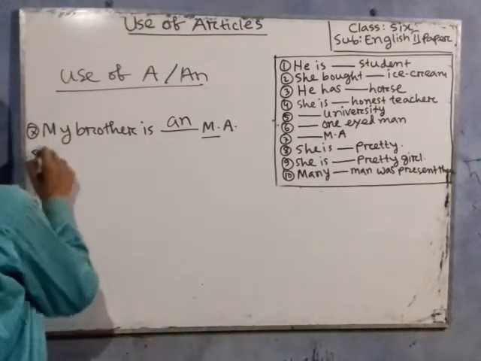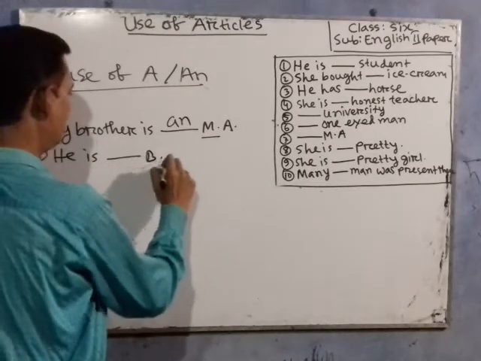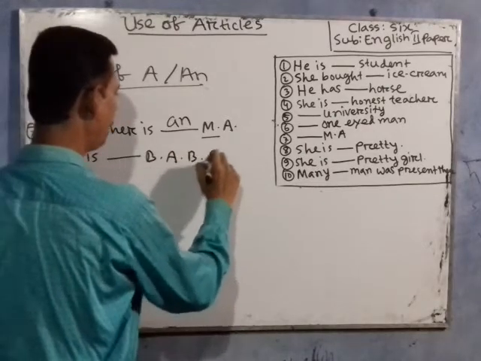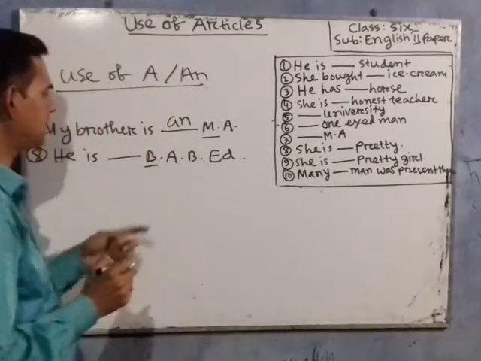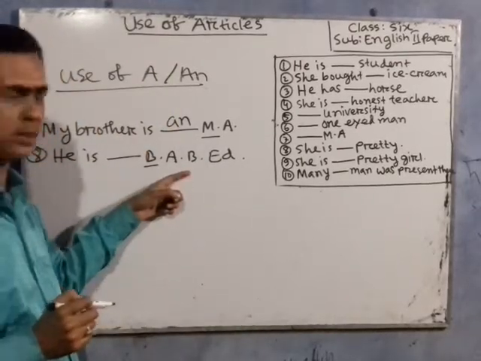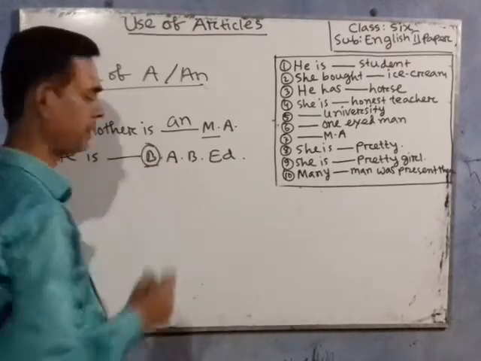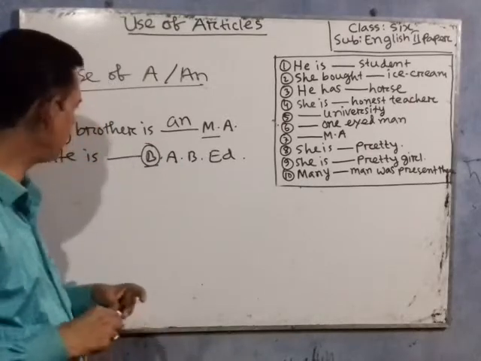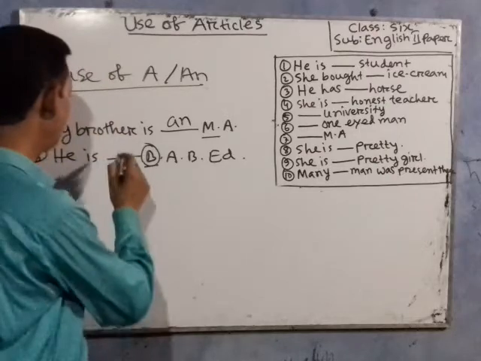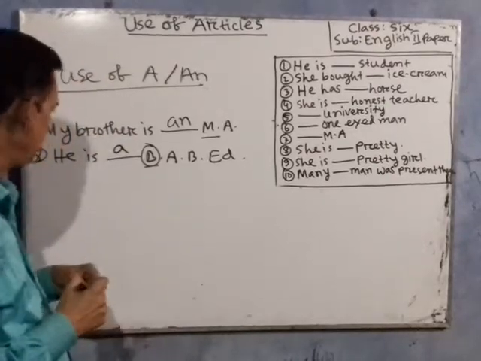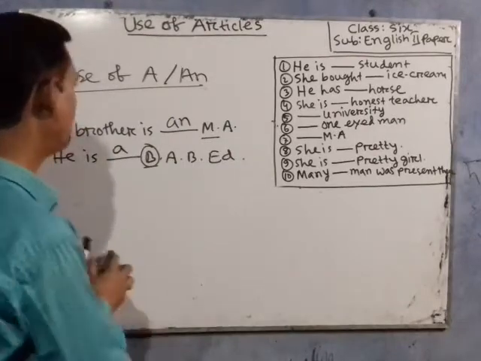Another example: he is dash BA. Here, this is a qualification, and the first letter of this qualification is B. So if you analyze B here, a vowel will not come. That is why here A will be used. Okay, understand everybody? Next example.